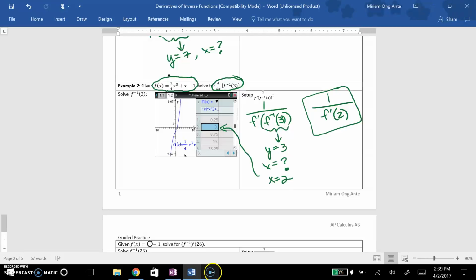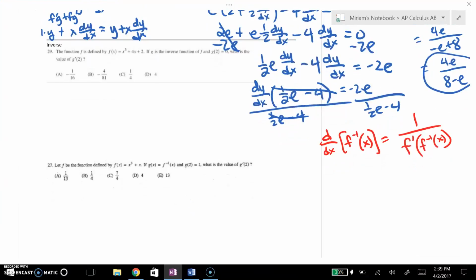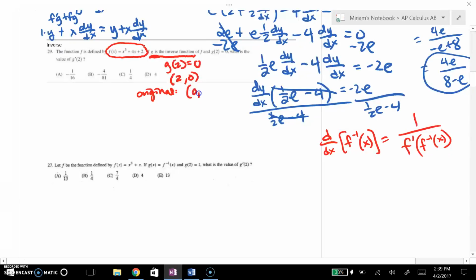Okay? So now looking at the problems in our review, they gave you the function f defined by f of x equals x to the third plus 4x plus 2. They say g is the inverse function, and g of 2 equals 0. So if they're inverses, right now the values we have is 2 comma 0, but really in the original function this was 0 comma 2. 2 comma 0 is in the inverse. In the original function it is 0 comma 2, so that's x comma y.